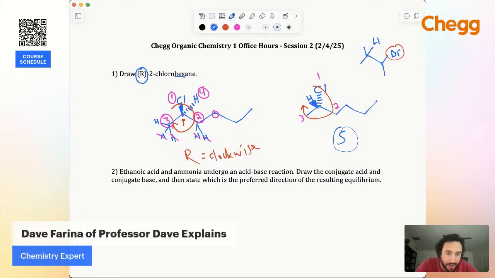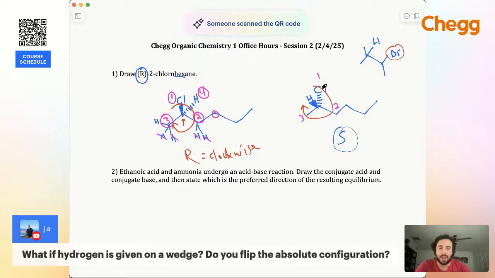JA says, what if hydrogen is given on a wedge? Do you flip the absolute configuration? Yes, absolutely. So that's what we said here. If we had the chlorine on the dash and the hydrogen on the wedge, then that would violate the conditions for assigning R and S, because we need the lowest priority group away from us, but we can just pretend that it's away from us.